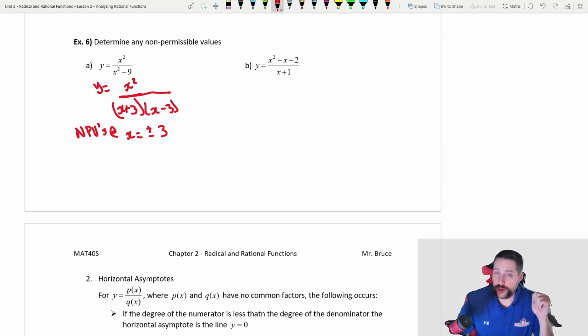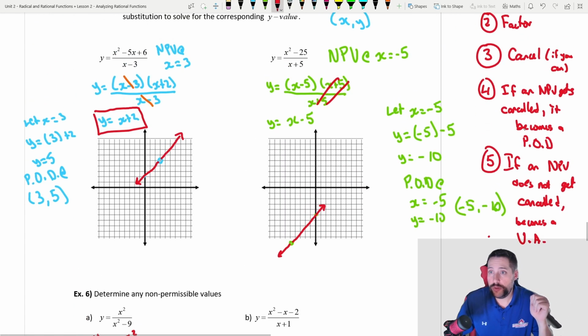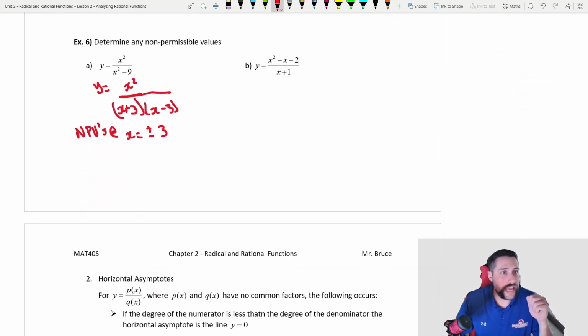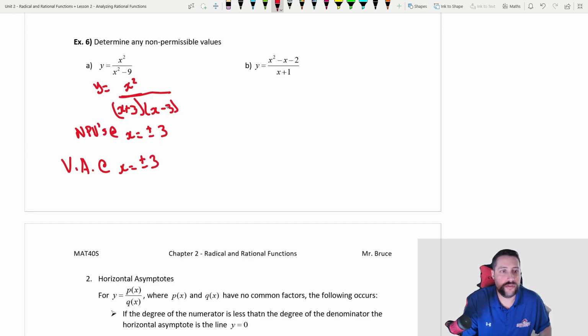Okay, so if we go back up for a moment, if an NPV gets canceled, it's a POD. If it doesn't, it's a vertical asymptote. An NPV does not get canceled. So that means that both of these will be vertical asymptotes. So we have vertical asymptotes at x is equal to positive and negative 3. Okay, so that's part of the example there.